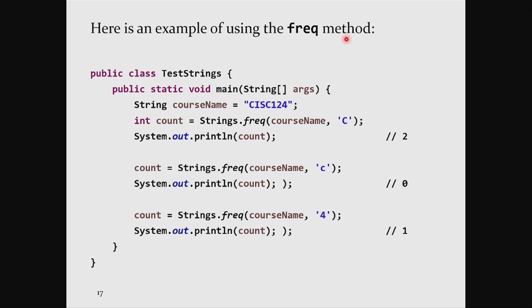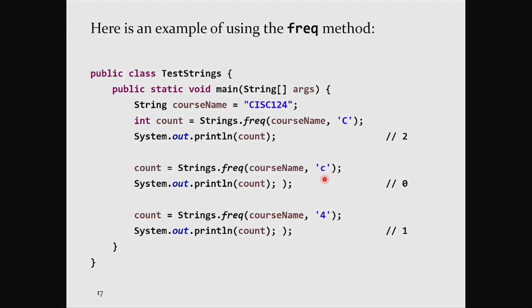And here's how you would use that method. In another class somewhere else, public class TestStrings, I've got a main method. There's my string CISC124. How many times does the letter C appear in the course name? How do I call the method? It's static, so I need the class name: Strings.freq. You should get 2 if you run that, because the capital C appears twice in CISC124.